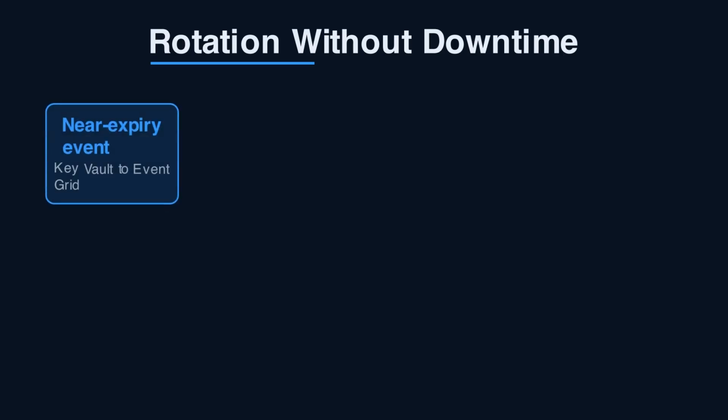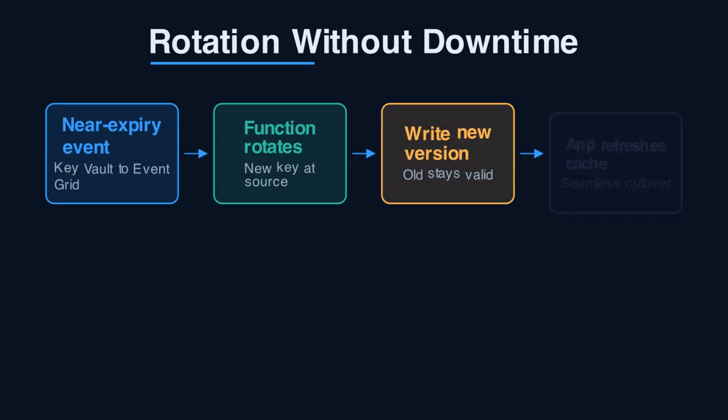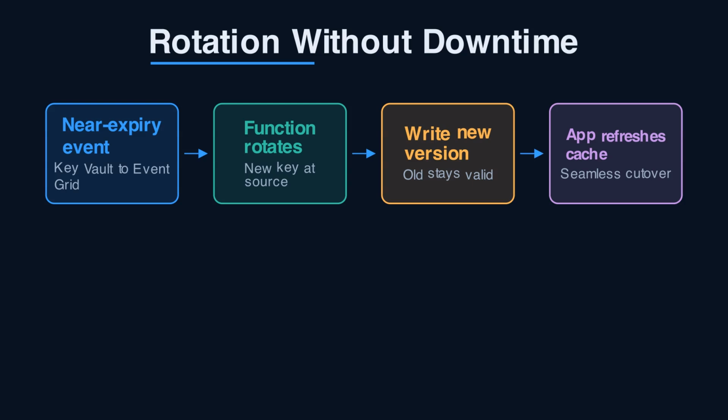The whole point of centralizing secrets is rotation. Key Vault versions every secret, so writing a new value creates a new version while the old one stays valid. Pair this with Event Grid. Key Vault emits a secret near expiry event. A function rotates the credential at the source. Say it generates a new storage key and writes the new version back. Your app, refreshing its cache, picks it up automatically. For platform integrations like App Service, Key Vault references resolve secrets at startup, though be aware those refresh on restart, not instantly. So for hot rotation, prefer reading through the SDK with a short cache.